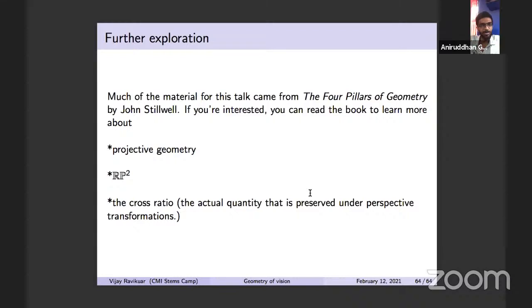So there was one more question I got in private chat. It said, what if we take the projective space of the projective space? How would that look?